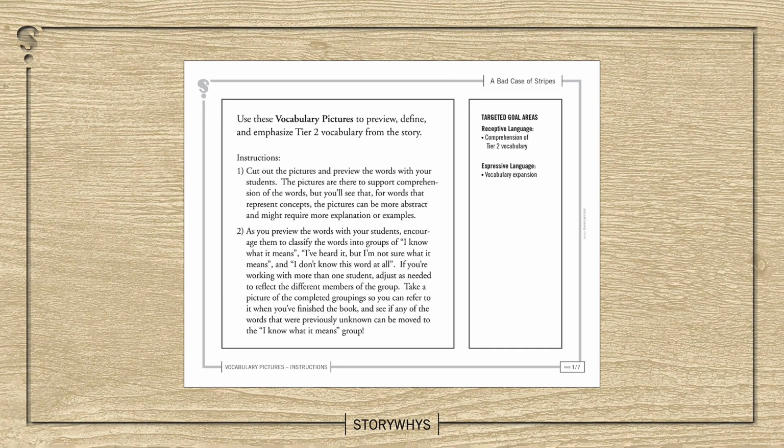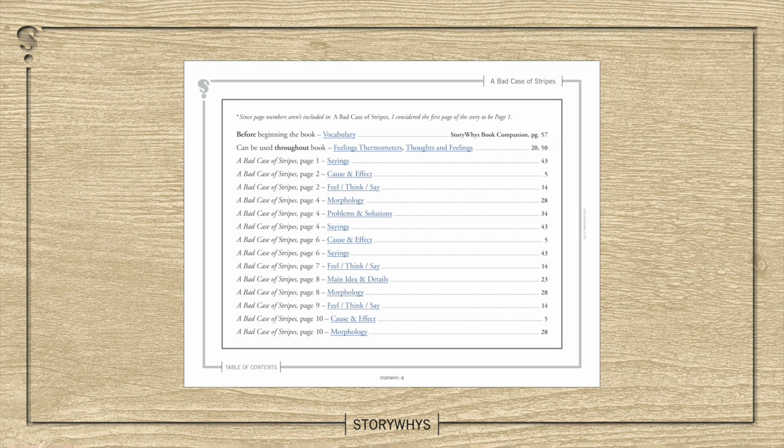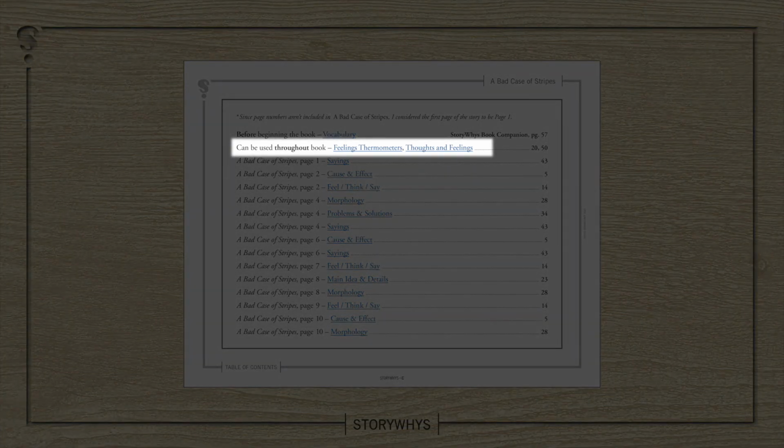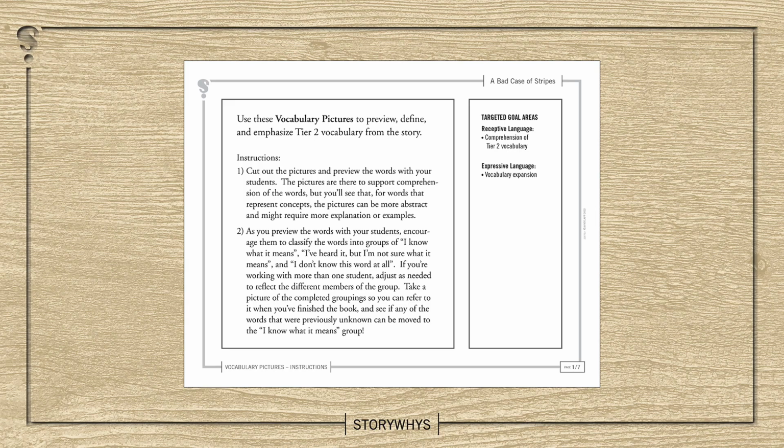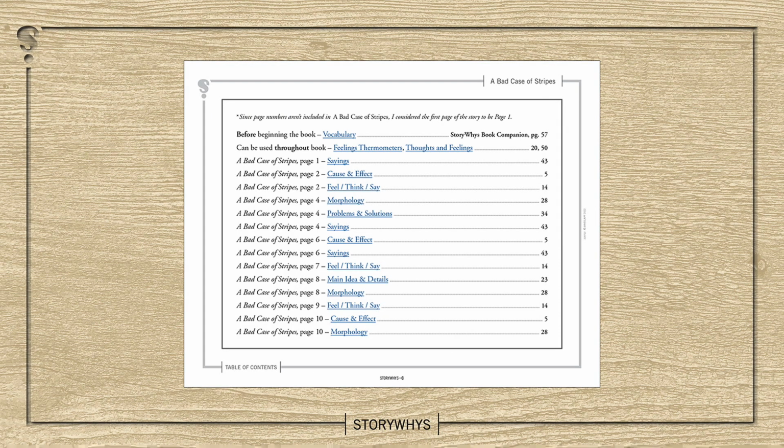Once you're done printing the sheets in the vocabulary section, you can click the StoryWhys logo on the top left corner of the page, and it will return you to the table of contents. You'll then see that the feelings thermometers and the thoughts and feelings sections can be used throughout the book as needed. Again, click these hyperlinks, review the instructions, print what you need, and then click the StoryWhys icon to return to the table of contents.